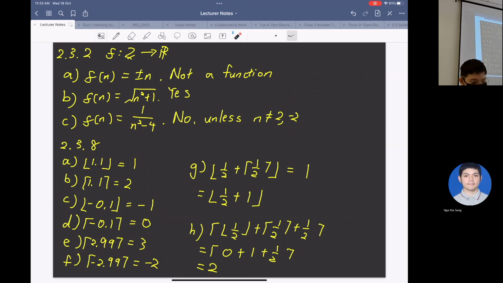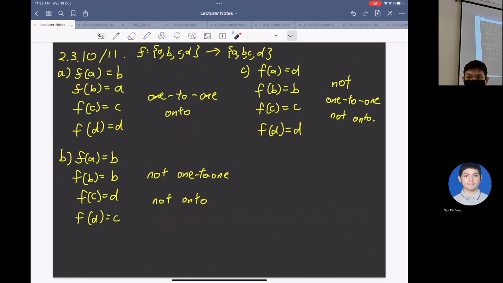f(n) equal to 1 over n squared minus 4. This is not a function because if you put in 2 and minus 2, then it's 1 over 0. So it's not defined. Unless you throw away 2 and minus 2 in your domain, then this function is defined. And then 2.3.8 is about the floor and ceiling function. So do it and then maybe you can check your answer.